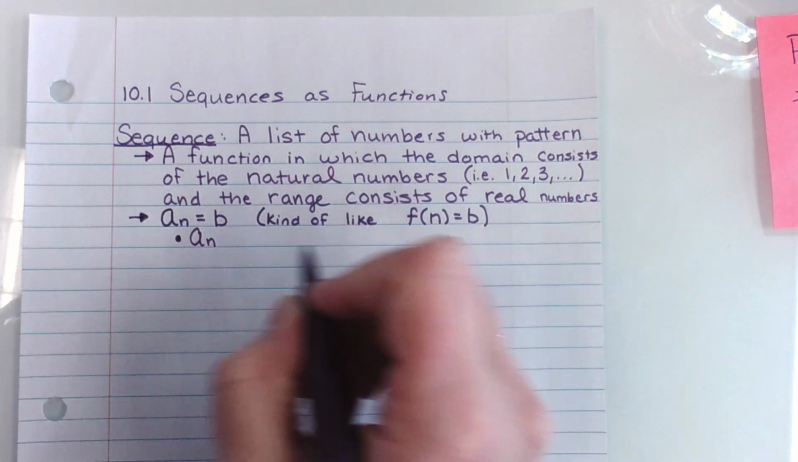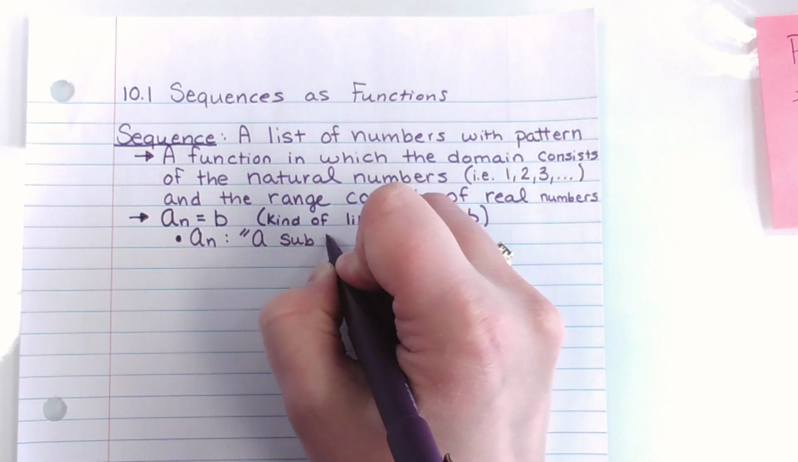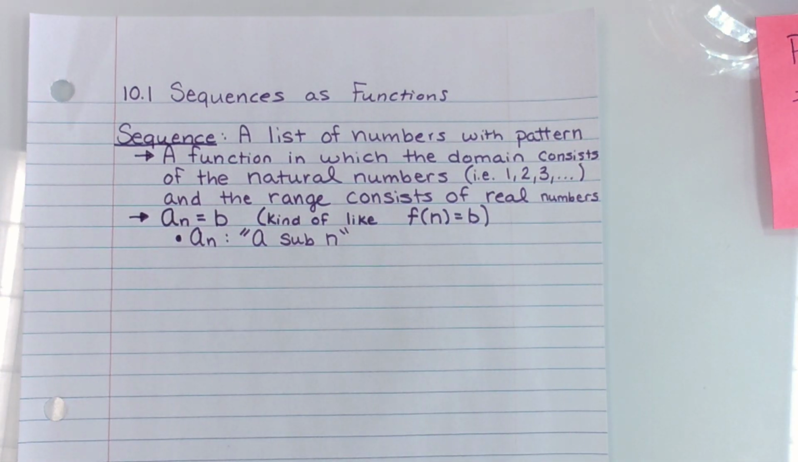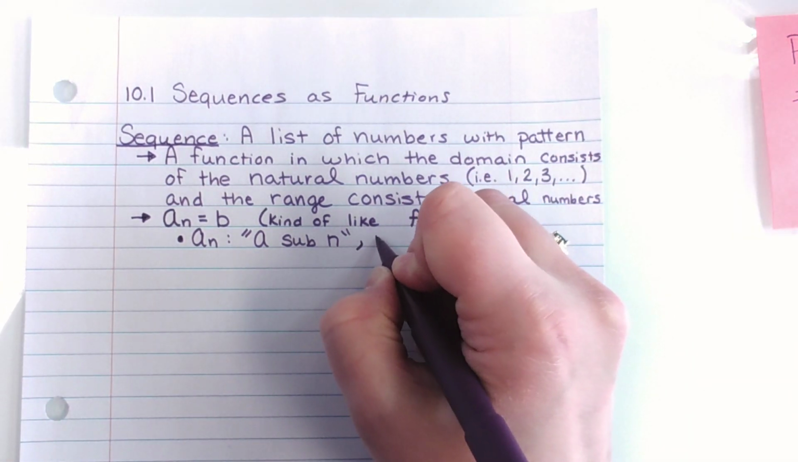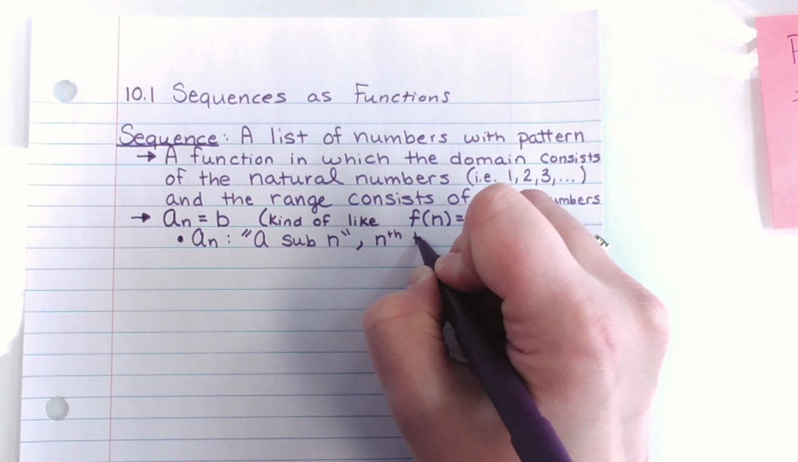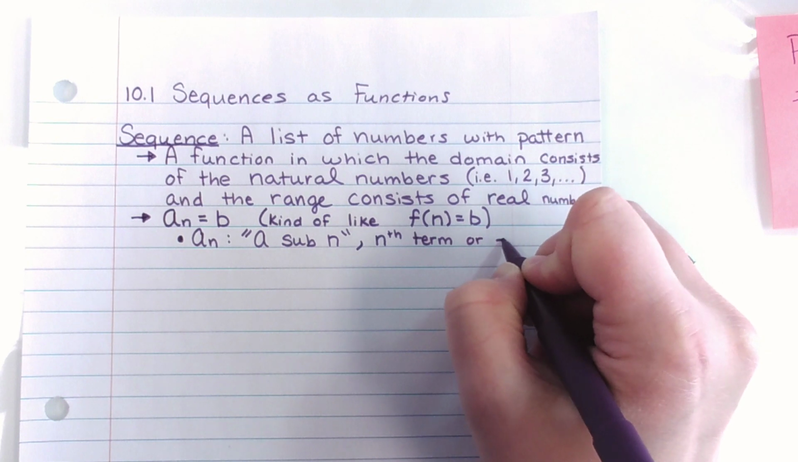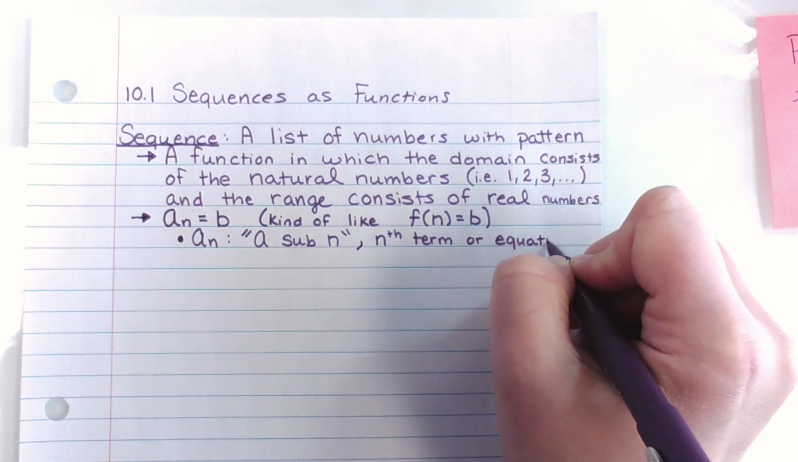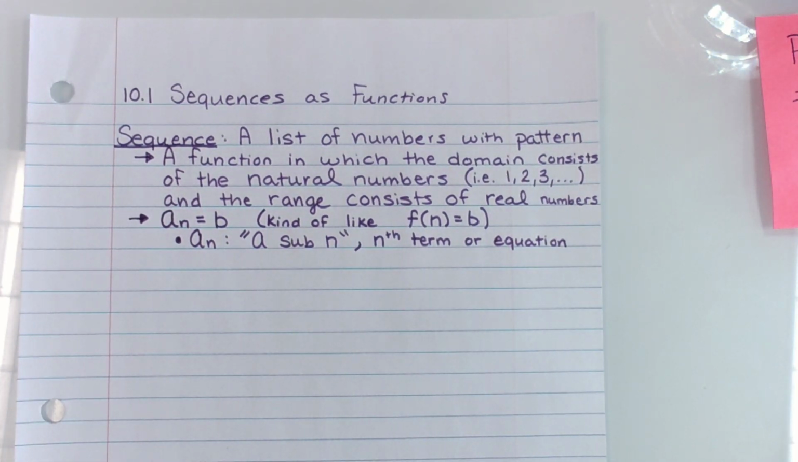First off, this piece here. We say a sub n. That's how you say it, a sub n. If it was a number there, it'd be a sub whatever that number is. That a sub n is referring to the nth term, or the equation itself is what it will be equal to. It will be equal to a specific number or it will be equal to that full equation.